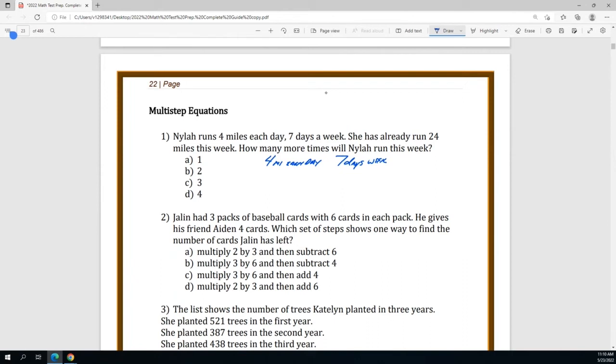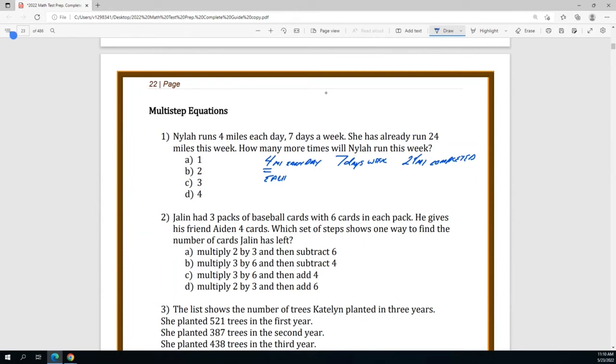So what they're telling you is that she runs every day. Every day. She's already run 24 miles. 24 represents how many miles she's already completed. The question is, how many more miles does she need to run for the whole week? Because she runs every day. So this is how many miles each day, and this is how many days she does each week.